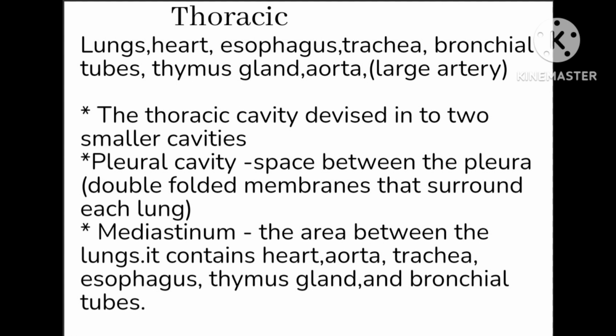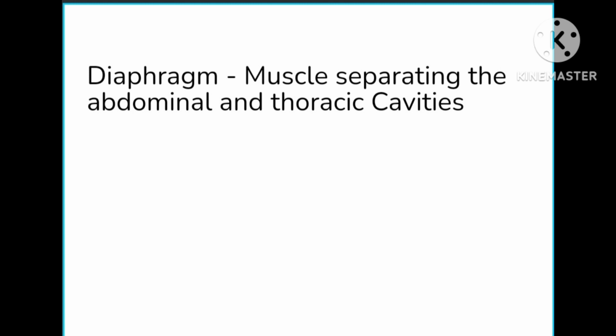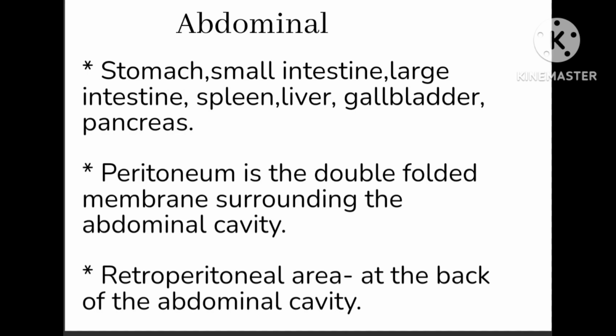The thoracic cavity is divided into two smaller cavities. Pleural cavity, it is a space between the pleura. Pleura, it is double-folded membranes that surround the lung. Next, mediastinum. Mediastinum, the area between the lungs, it contains heart, aorta, trachea, esophagus, thymus gland and bronchial tubes. Diaphragm. Diaphragm is the muscle that's separating the abdominal and thoracic cavities.